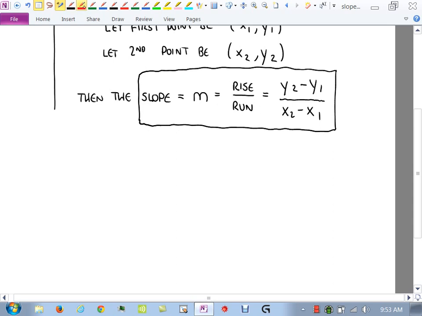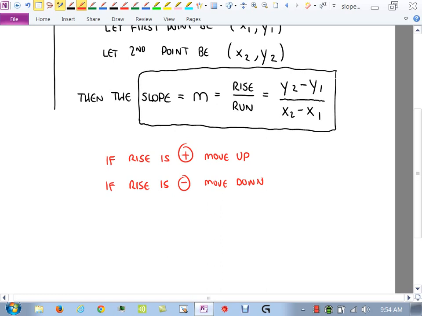Now, I want to point out a couple of things. If your rise is positive, I'm going to put a little plus with the circle around it to mean positive. If the rise is positive, you move up. If rise is a negative number, you move down. And most people are comfortable with that. Positive rise go up, negative rise go down.